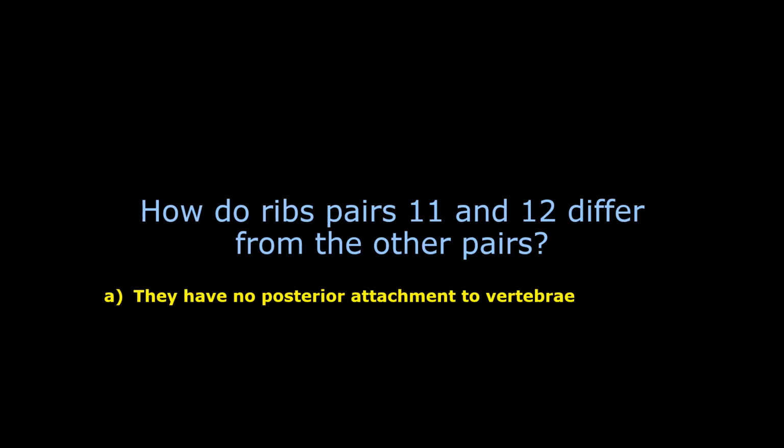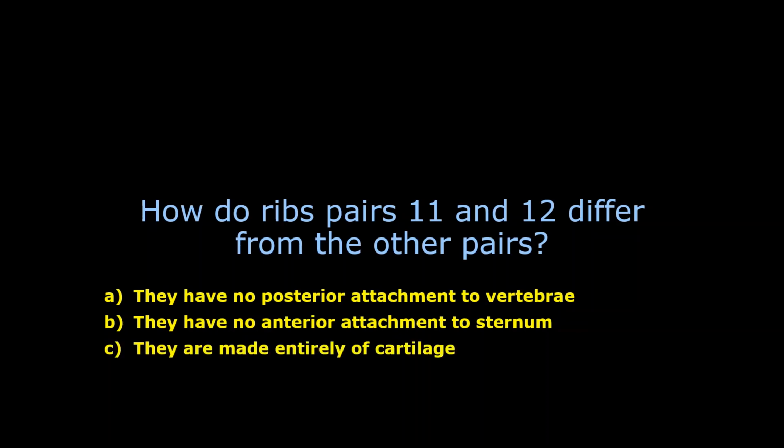How do rib pairs 11 and 12 differ from the other pairs? Well, 11 and 12 are the last 2 pairs, and they're called the floating ribs, not because they're magically floating in the body, but they don't have an anterior attachment to the sternum. So usually you're looking for that when you're asked about pairs 11 and 12, is they have no anterior sternal attachment. Let's see. They have no posterior attachment to vertebrae. Oh, they do have that. All 12 have that. They have no anterior attachment to the sternum. That's almost word for word what I said. B is definitely looking really good.